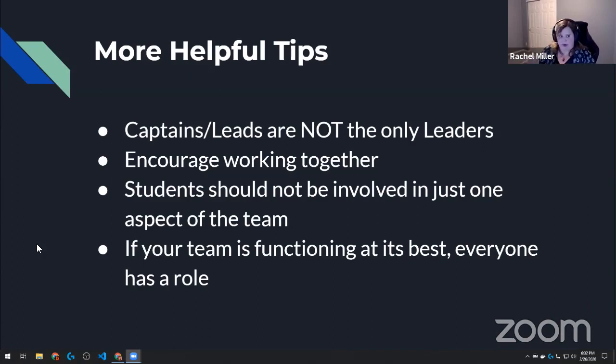And then the last bullet point that I'm going to hit before I go into some specific Red Alert and 5188 stuff is that if your team is functioning at its best, everyone has a role. That doesn't mean that their role is captain or leader, but everyone has found their niche and figured out how they can work and help the team be the best that it can be.